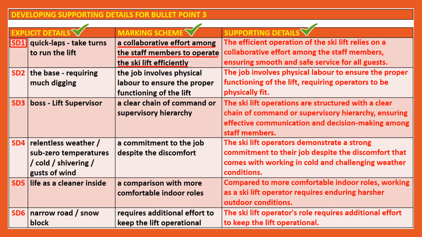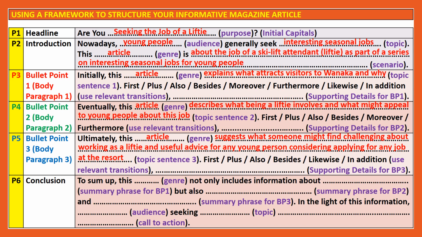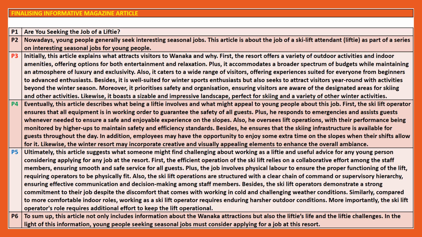Finally, in P6, that is the conclusion, begin with the conclusion transition, restate the genre, and include a summary statement deriving it from the 3 bullet points. Lastly, conclude by referring to the audience and topic to add a call to action. Your final article draft should be structured along these lines.